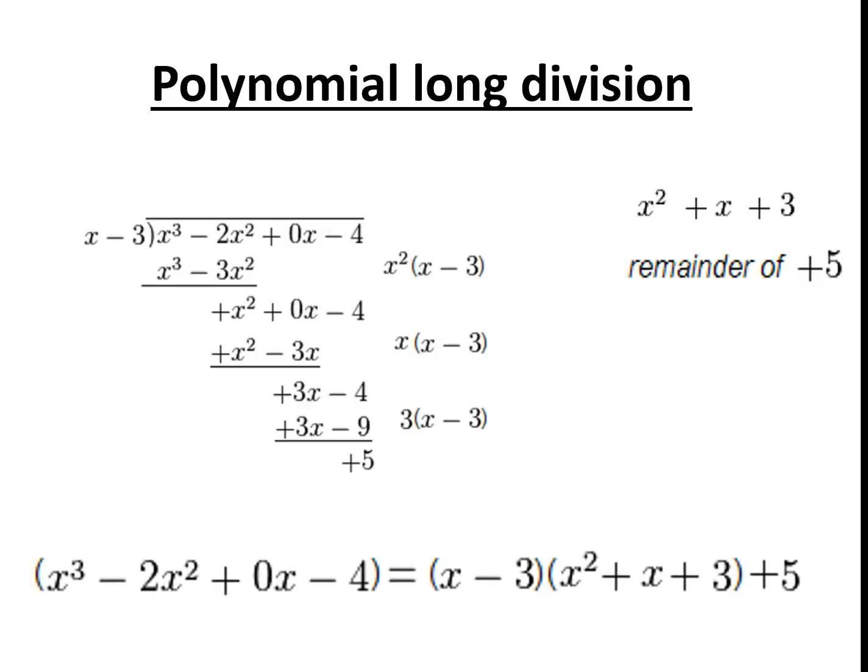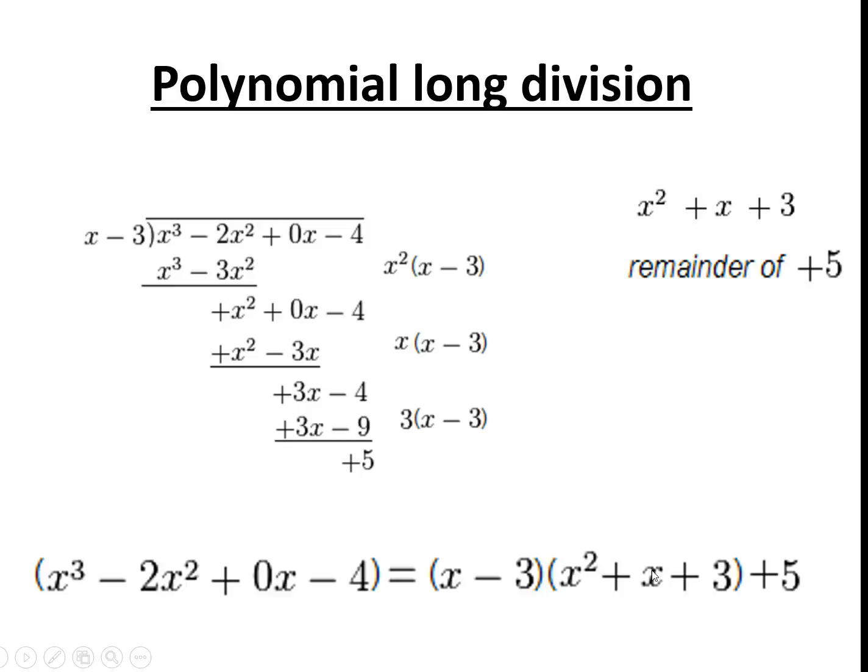And this is the way that you notate it. So you say x cubed minus 2x squared plus 0x minus 4 equals x minus 3 times x squared plus x plus 3, plus 5. So if it was a perfect division, then you wouldn't have a remainder left at the end. So perfect division would be 21 divided by 7, you'd have 3, you wouldn't have a remainder left. But what this means is if you multiply this side out, you'll get this exact thing left at the end. You can check that quickly.